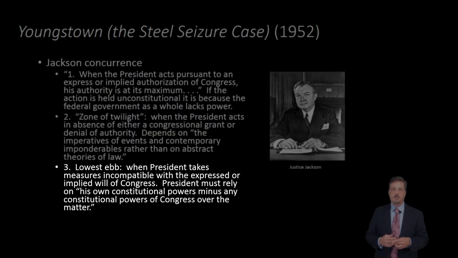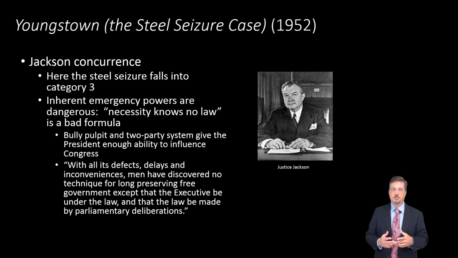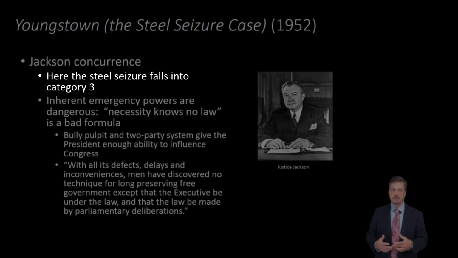Third is a zone in which the president's power is at its lowest ebb, when the president takes measures incompatible with the express or implied will of Congress. Here, the president must rely on his own constitutional powers minus any constitutional powers of Congress over the matter. Justice Jackson placed President Truman's steel seizure order into the third zone.